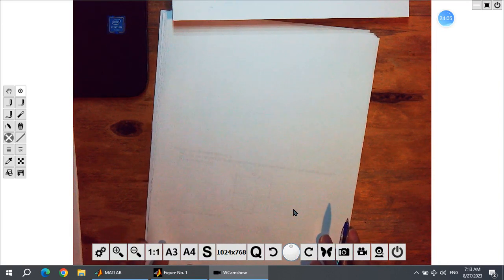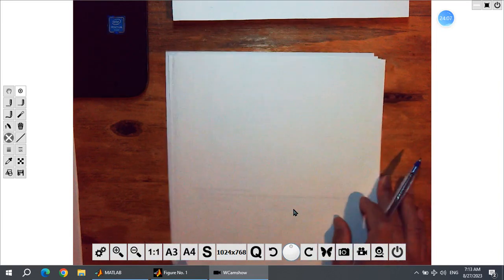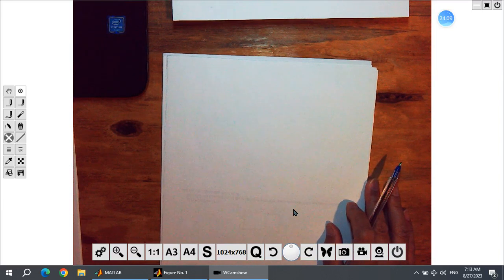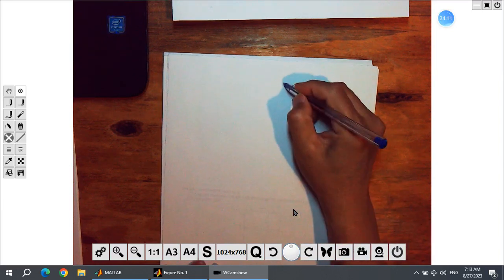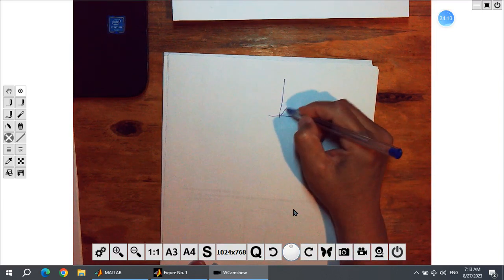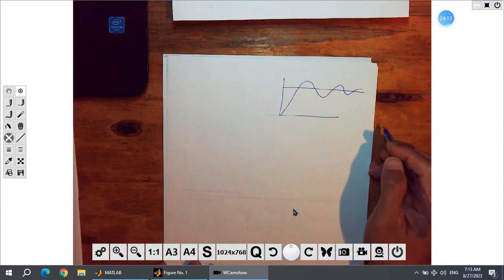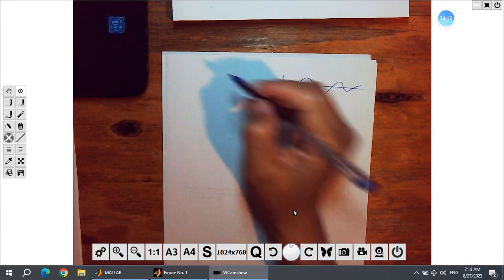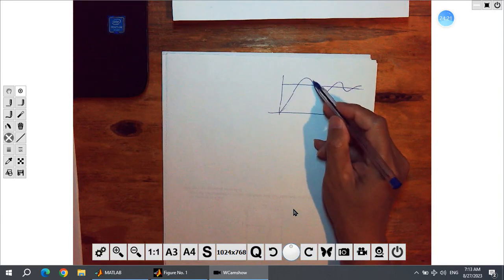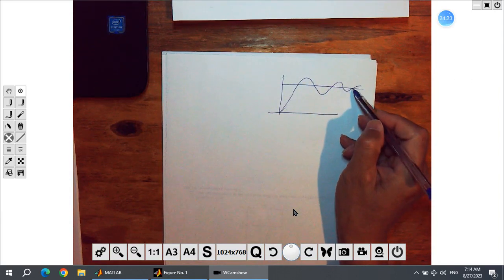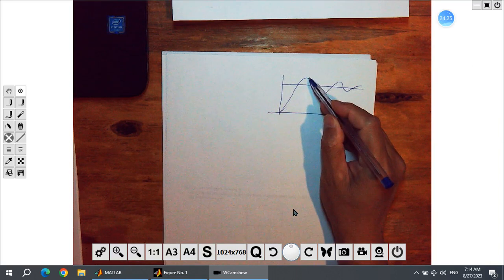Okay, and we have some names. I need the graph again. Okay, we need some names. You look at the output. Actually, it is a sine wave, right? It is a sine wave. The amplitude of the sine wave decreases.